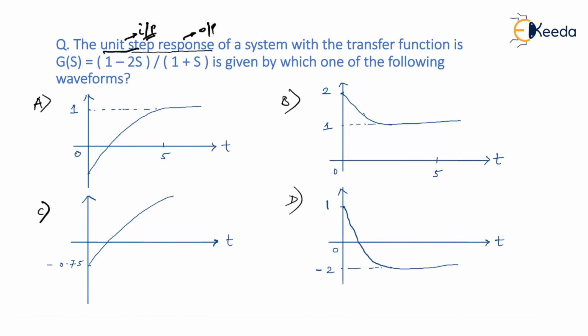So you have to select the correct output given by the system when the transfer function is known to you. So transfer function is known to you, right? Input is known to you. What you have to get? You have to get output. I hope the question is clear to you.